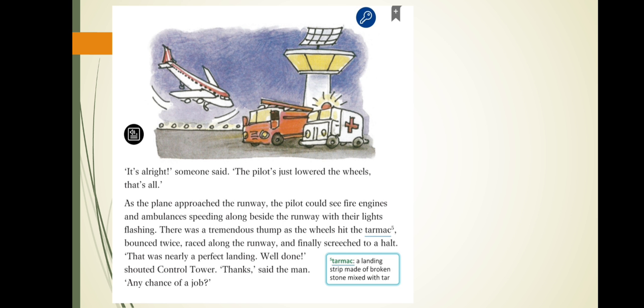There was a tremendous thump as the wheels hit the tarmac. What do you mean by tarmac? Here it is given, a landing strip made of broken stone mixed with tar. So that is a runway, it is made of tarmac. So it was not a smooth landing, can we say, right? Because that pilot actually flew a plane 15 years ago, and even then he flew a single engine airplane. But the plane he was flying now was a four engine airplane.